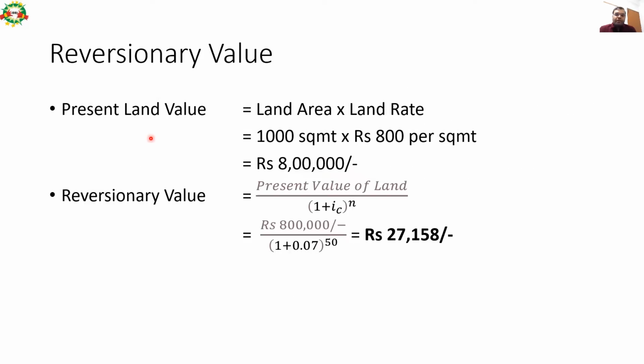So the reversionary value we have already calculated. We have already understood the formula in previous sessions. First we calculate the present value of the land, which is 1000 square meter of land area into 800 rupees per square meter of land rate. So it gives us a land value of 8 lakh rupees. Since the landlord is able to sell this land after 50 years, we will capitalize this value with a single capitalization rate of 7%, and the actual present value of the 8 lakh rupees market value of land is 27,158, which is the reversionary value of the land.